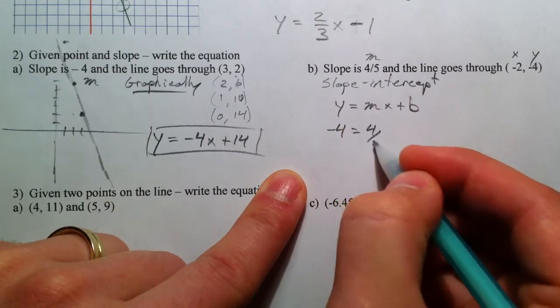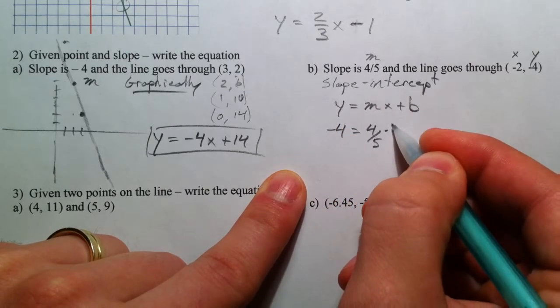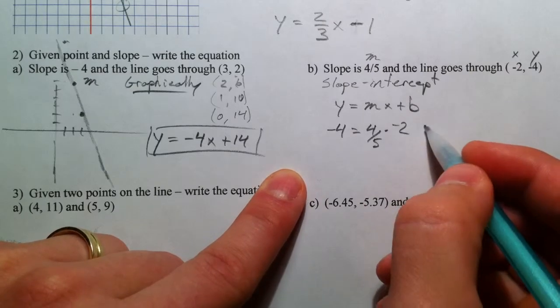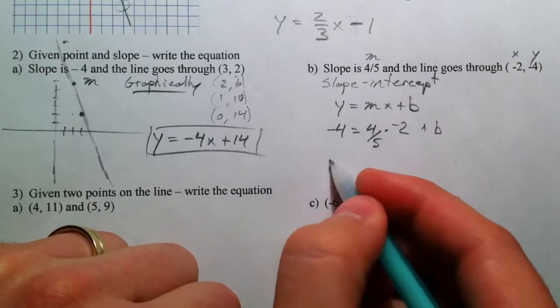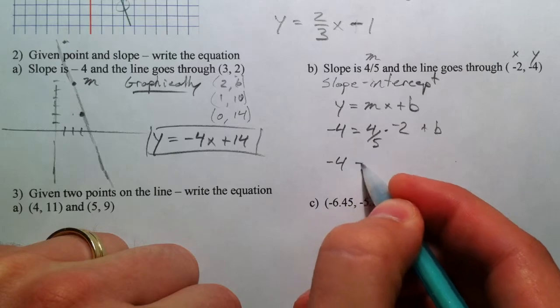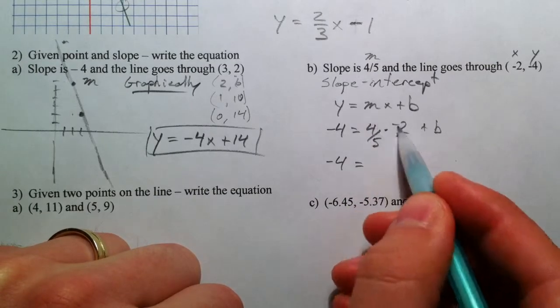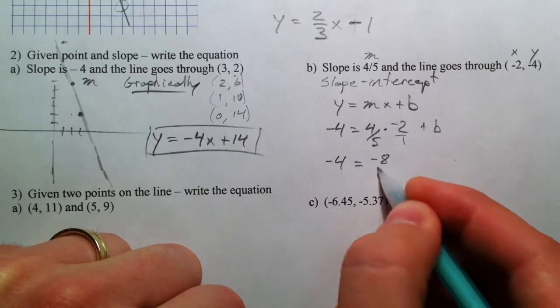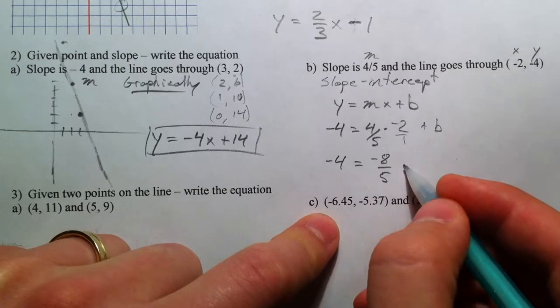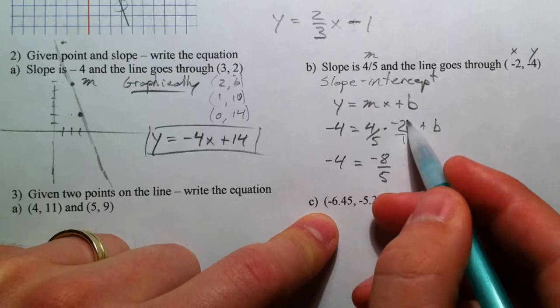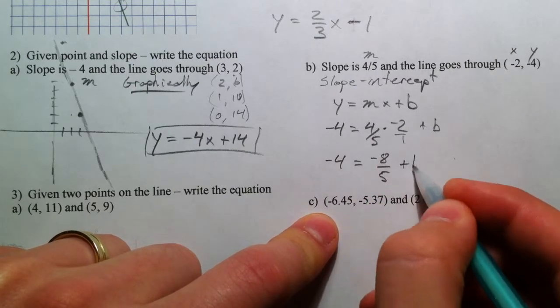So -4 is our y, let's plug that in for y. Slope is 4/5 times -2 plus our b. Fractions, oh no. Remember, fractions, we multiply across, so we get -8 over 5. Multiply straight across. If you can cross cancel, cross cancel.